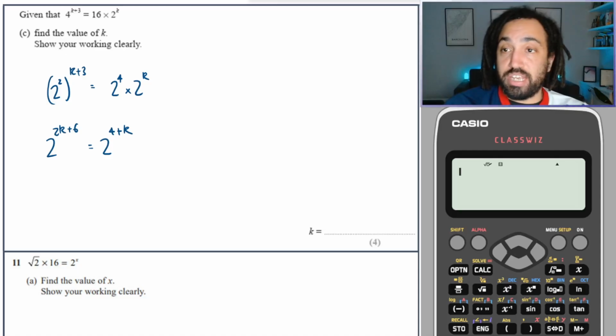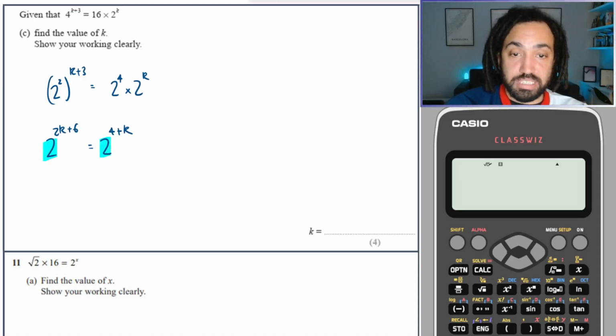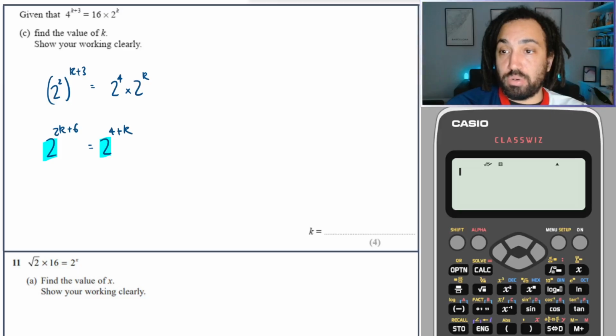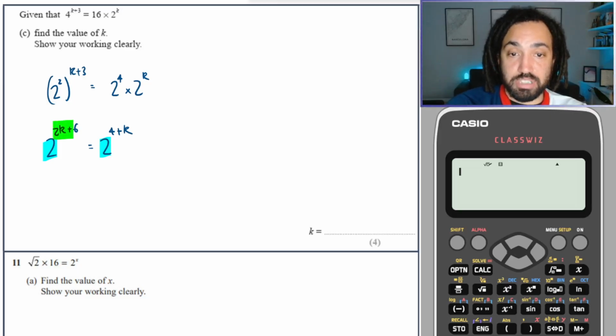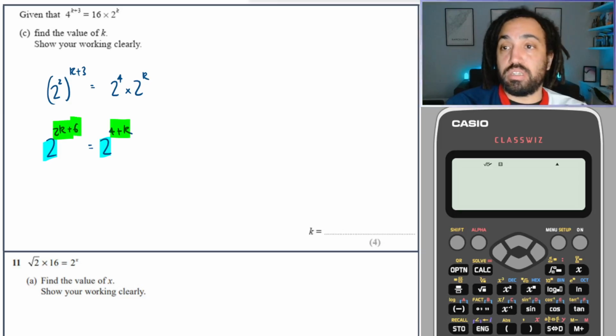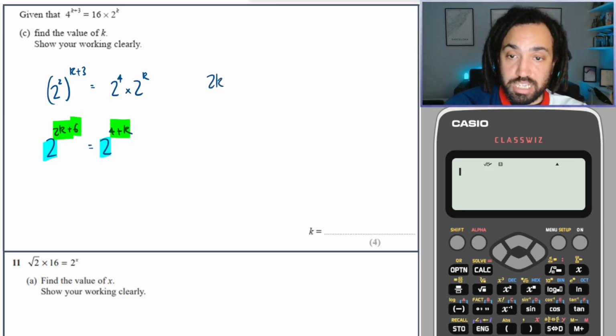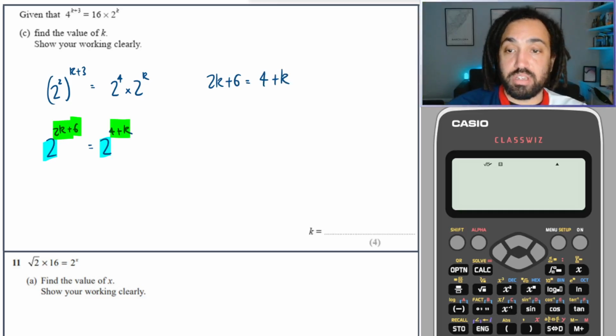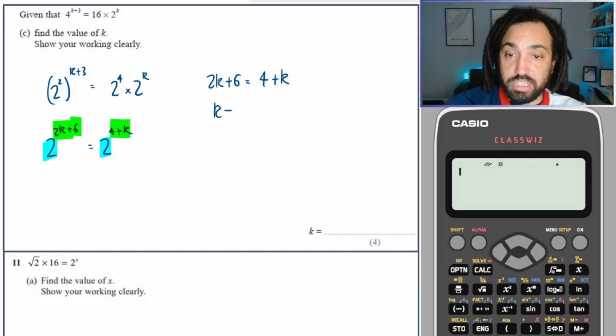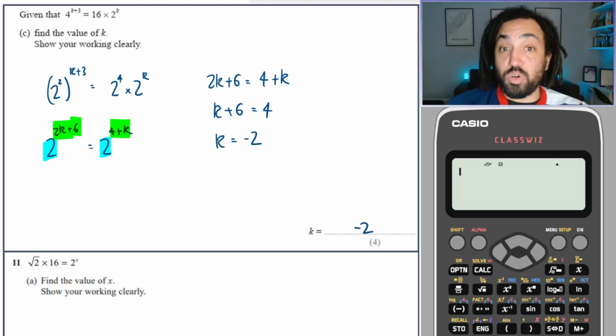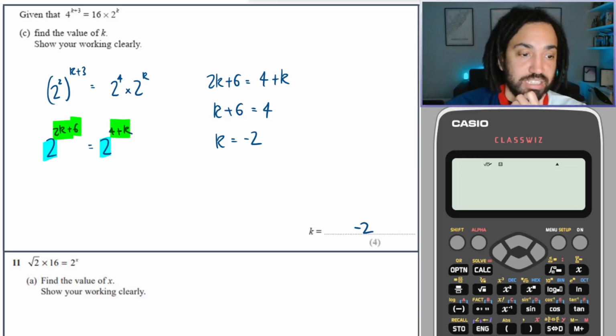We've got a situation here where we have two bases, both 2. They're equal, so that means that their powers must be equal. So I can say that 2k plus 6 must equal 4 plus k. I can subtract k from both sides. I can subtract 6 from both sides. So I get minus 2. 4 marks! Lovely. Don't mind if I do.